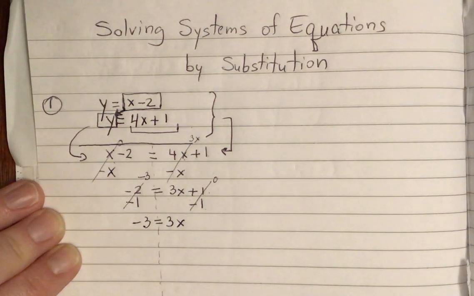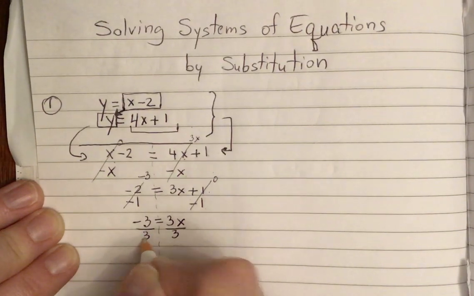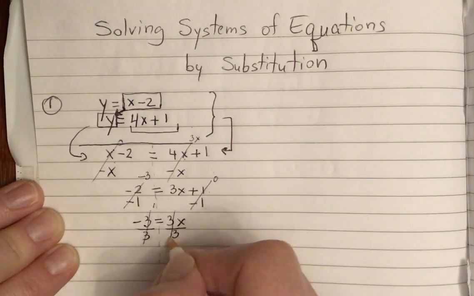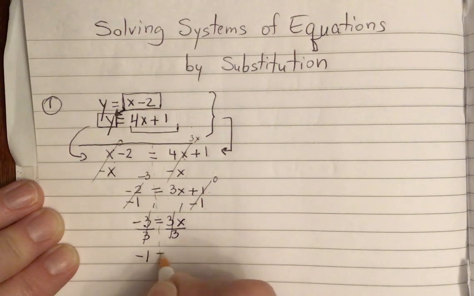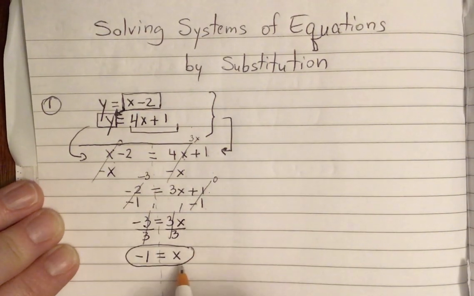And the last one I can do, I'll use the inverse of multiplication. 1, 1. So this is going to be negative 1. This is going to be x. So the value of x is negative 1.